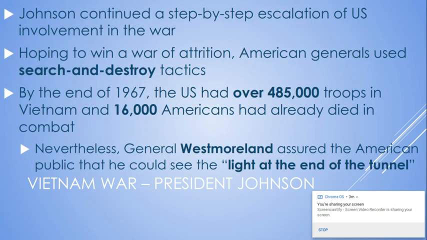Johnson continued a step-by-step escalation of U.S. involvement in the war, hoping to win a war of attrition, which means the winner is the last person standing. American generals used search and destroy tactics. By the end of 1967, the U.S. had over 485,000 troops in Vietnam, and 16,000 Americans had already died in combat. Nevertheless, General Westmoreland assured the American public that he could see the light at the end of the tunnel. So the U.S. government continued to tell the American people that the war was going well.